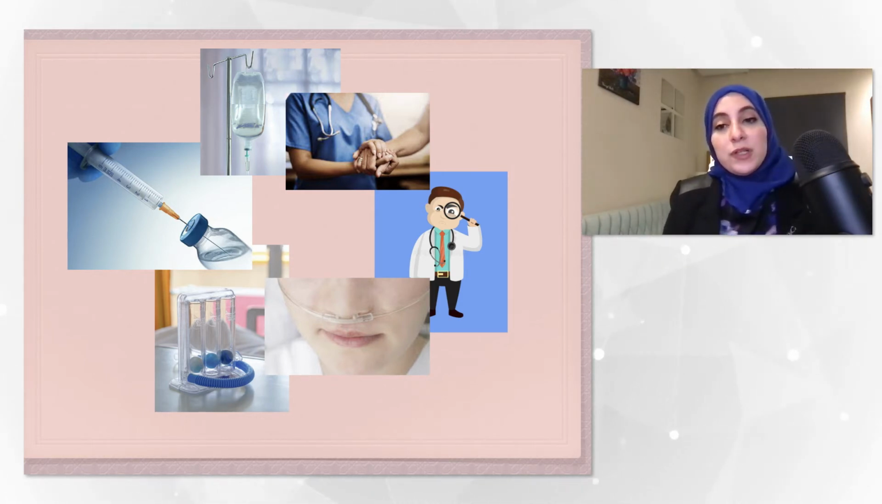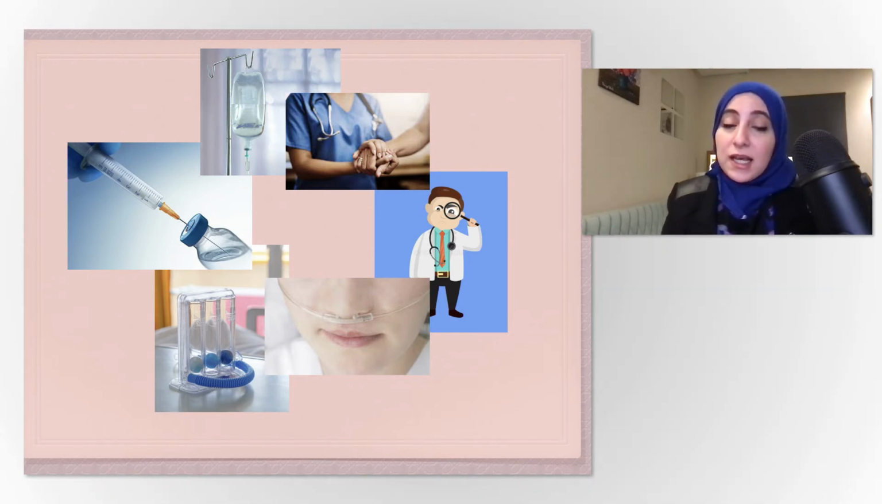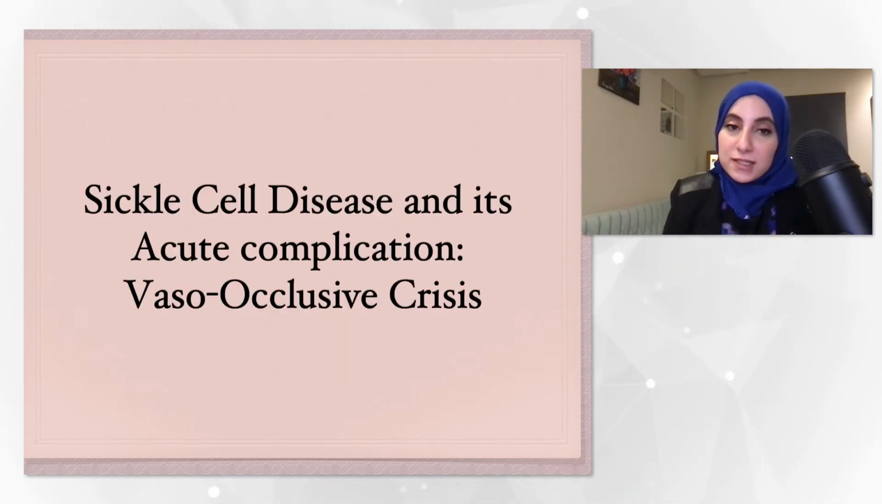Shortly afterward, a thorough history and physical exam is conducted. A set of labs is sent, X-rays are taken, all looking closely for the cause of this crisis and ruling out any other acute complications. If you hear or see this scenario, you will know what this lecture is going to focus on, as we mentioned, vaso-occlusive crisis as part of acute complications of sickle cell disease.